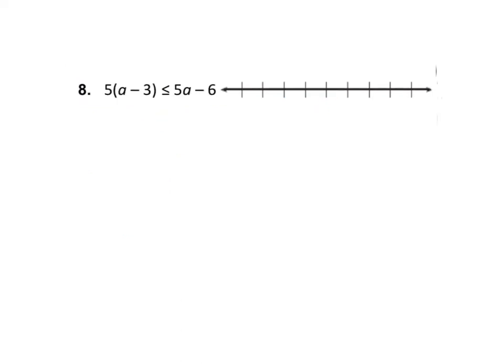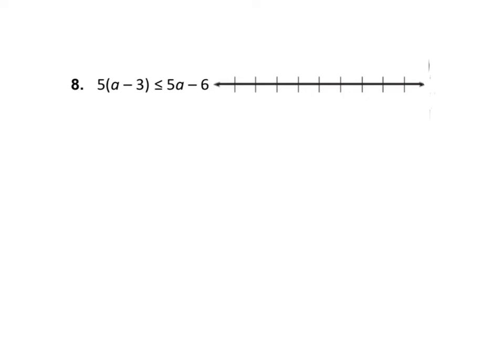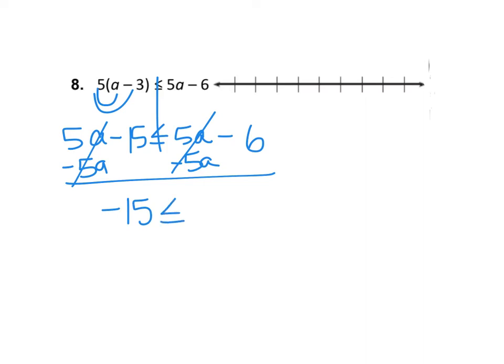All right, so let's take a look at this next one. All right, so we're going to solve, oops, there we go. All right, so let's distribute. We have to simplify on each side if we can. I'm going to have a 5a minus 15 is less than or equal to 5a minus 6. All right, so now let's combine our variables. 5a minus 5a, that cancels out, and this one cancels out, and so now we ask ourselves, is negative 15 less than or equal to negative 6?